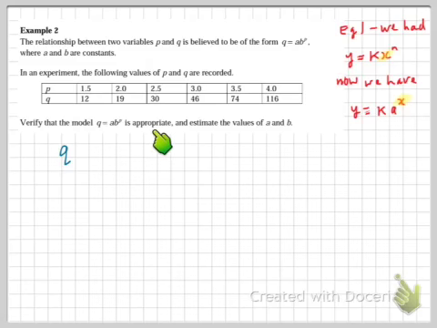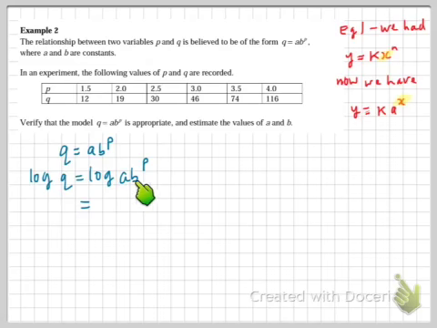So again, we're going to find out if it's appropriate. So we'll do the same thing. If it's a straight line, it's going to be appropriate, and then we'll have to use a graph to find values for a and b. So let's start by taking the logs of this equation, q equals ab to the power of p, and putting it in the form of y equals mx plus c. So we take the logs of both sides.